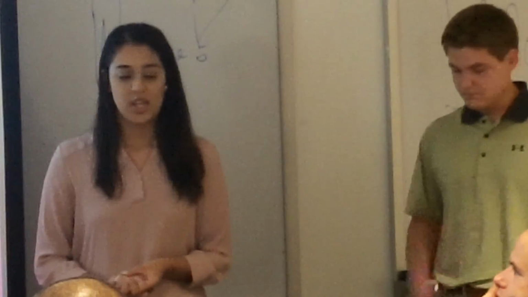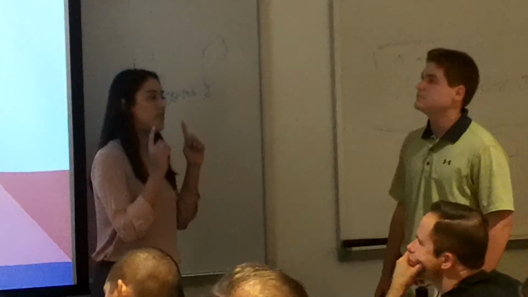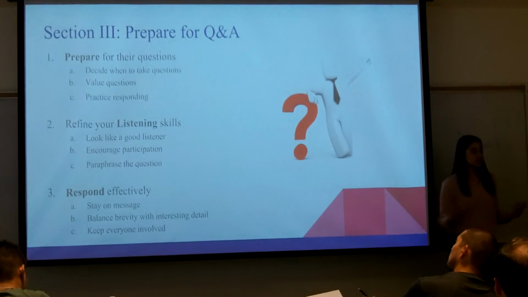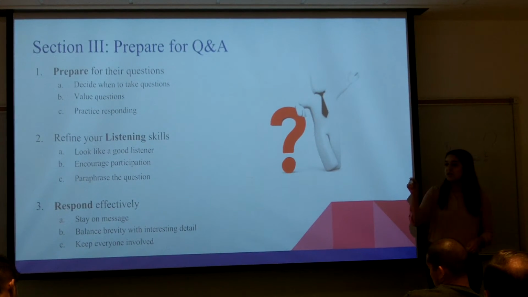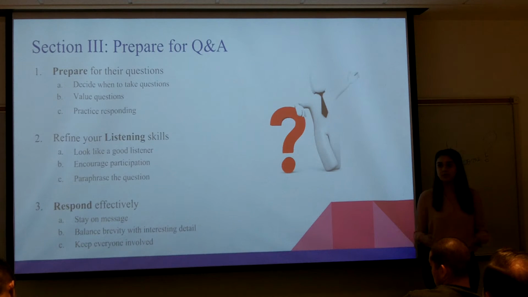Secondly, you have to refine your listening skills. So be a good listener, engage participation, and paraphrase the question. If Abby asks me a question, she is the most important person in the room. I have to look at her, maintain eye contact, smile, and listen to what she's saying so she feels important. And if Abby asks a question, but Taylor over there may not have heard, I have to repeat the question so everyone can understand, everyone is on the same page, and everyone feels included.